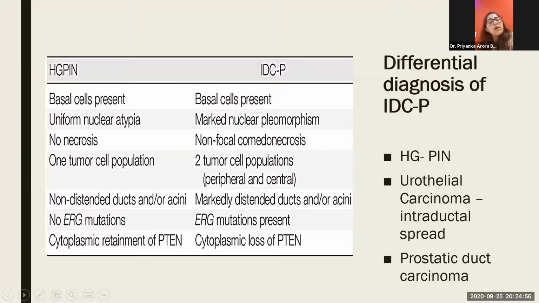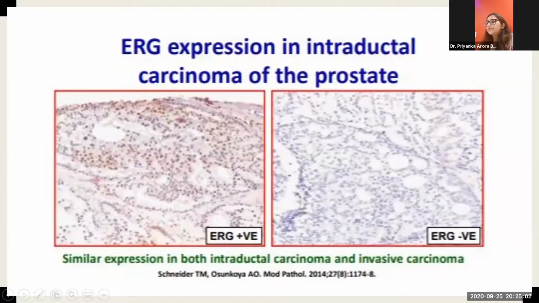We'll be talking more in depth about PIN, especially high-grade PIN, tomorrow in our class. And so this is an ERG stain. Similar expression is seen in both intraductal carcinoma and invasive carcinoma. This is ERG positive on the left side; you can see that all the tumor cells are showing positivity for ERG, and here it is ERG negative, so there is no positivity here.